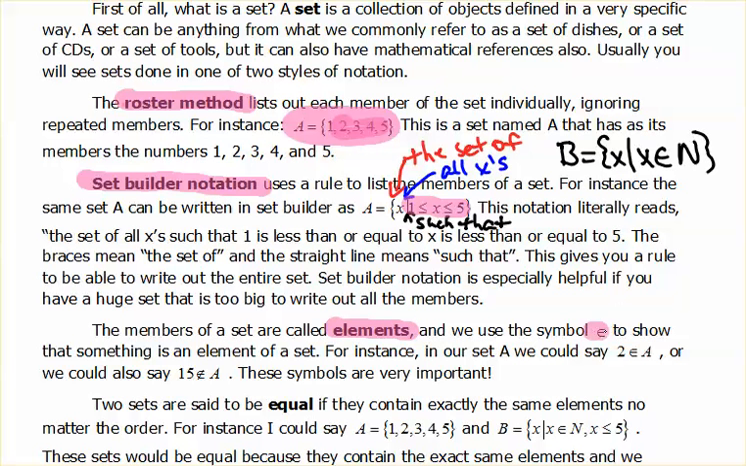We use the ∈ symbol to show that something is an element of a set. For instance, in that set A, we would say that 2 is an element of A. We can also use that notation, changed slightly, to mean that something is not a member of a set. So I could also say that 15 is not an element of A. It's really important that you understand that the little ∈ means it's an element. It's not a set, it's an element. It's a member of a set.